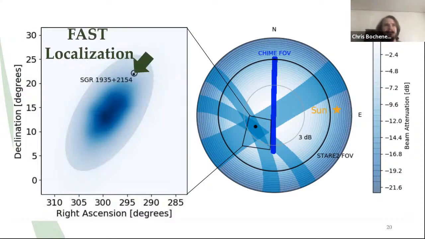But I think the best association comes from the FAST telescope, which is a 500 meter telescope in China. And because they're a 500 meter telescope, their beam size is only 3 arc minutes. And a couple days after this very bright radio burst, they found a burst that was 7 orders of magnitude weaker, coming from within 3 arc minutes of the known position. And it had the same dispersion measure as the STAR 2 and CHIME bursts. So bursts with this dispersion measure, in this sky direction, are coming from within 3 arc minutes of this magnetar.